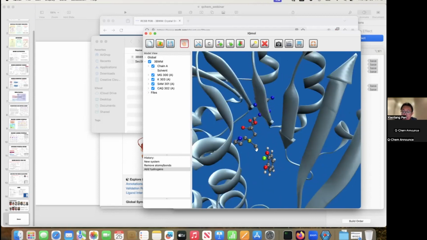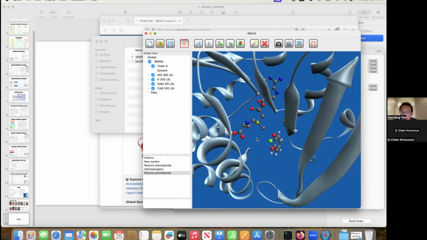Since we know the reaction will be the methyl group transfer from the SAM to this substrate, this oxygen will be the acceptor of the methyl group. And in order for that to happen, it needs to be deprotonated. Since we want to only focus on the methyl transfer, we will just pre-deprotonate it by highlighting this hydrogen and deleting it. Okay, so now this one is deprotonated.